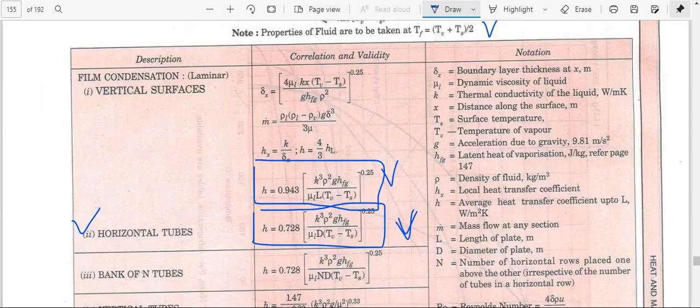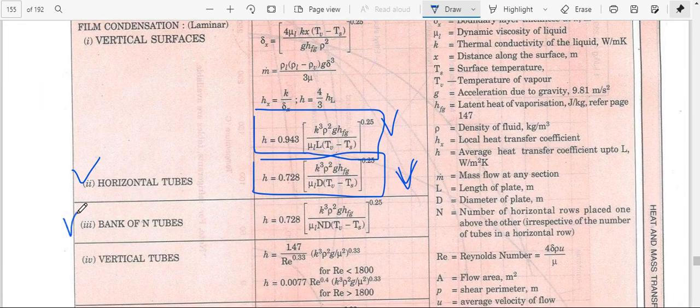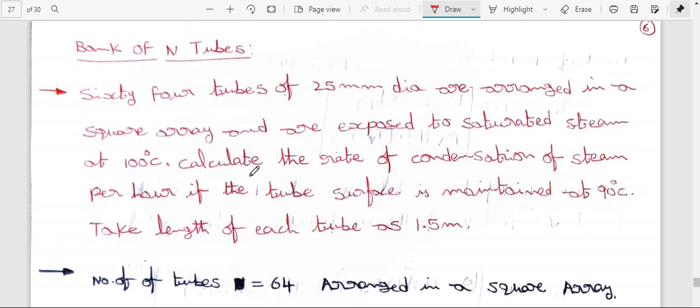So next topic is bank of N tubes. Here in this formula we have N value. What is N value? N is equal to the number of horizontal rows placed one above the other.